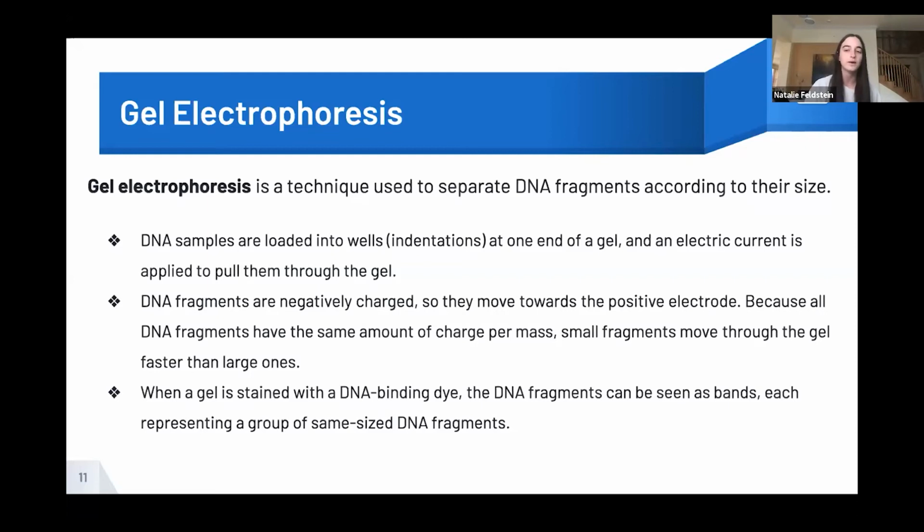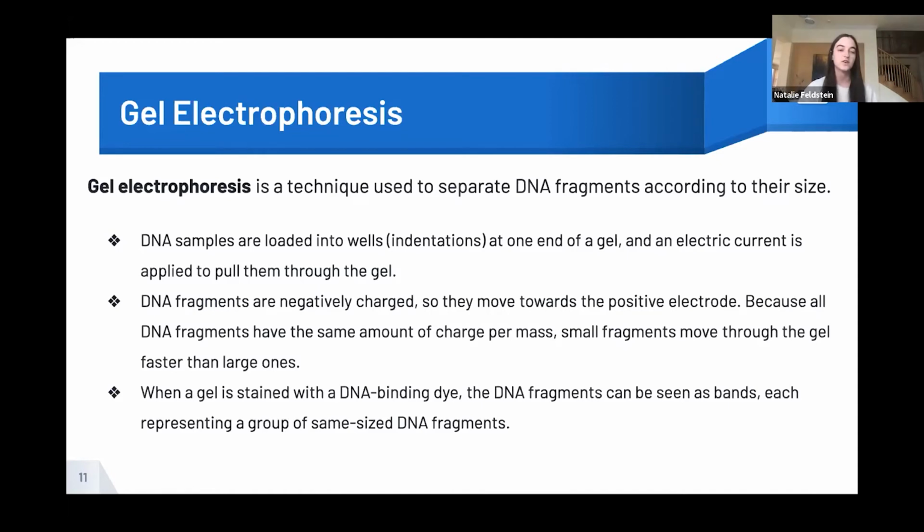So if you're wondering exactly why we apply an electric current and how DNA fragments are actually able to move through the gel, it's because DNA fragments are negatively charged. And I'm going to show you a deeper image that shows the individual components of DNA so you can see where this negative charge comes from. But DNA fragments are negatively charged, so they move towards the positive electrode. In chemistry, you may have learned that opposites attract: a positive charge and a negative charge will attract each other, while two positive charges or two negative charges will repel each other. So since DNA is negatively charged, it'll move towards the positive end of the gel.